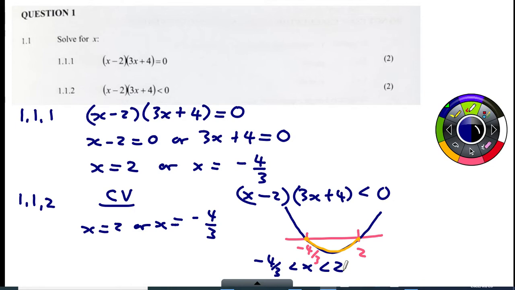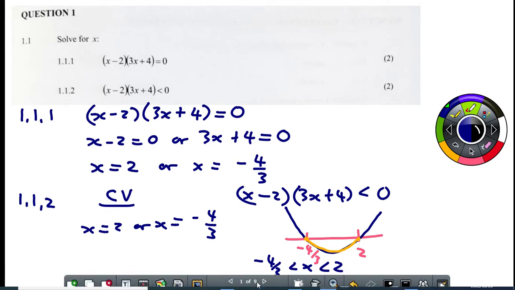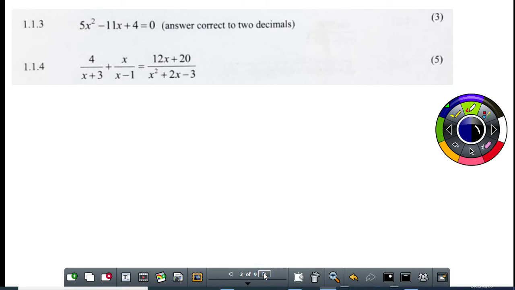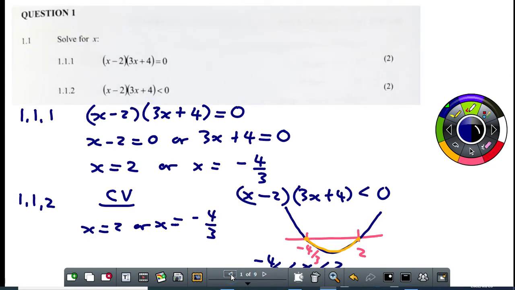Nobody should get scared because you saw a quadratic inequality. Nobody should get scared. Alright? Let's get on. Is there anybody who has got a question here? Any question?